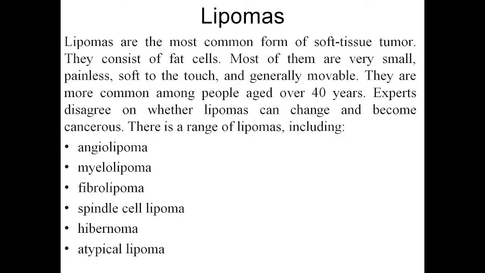There is a range of lipomas, including angiolipoma, myelolipoma, fibrolipoma, spindle cell lipoma, hibernoma, and atypical lipoma. These are types of benign tumor lipomas.